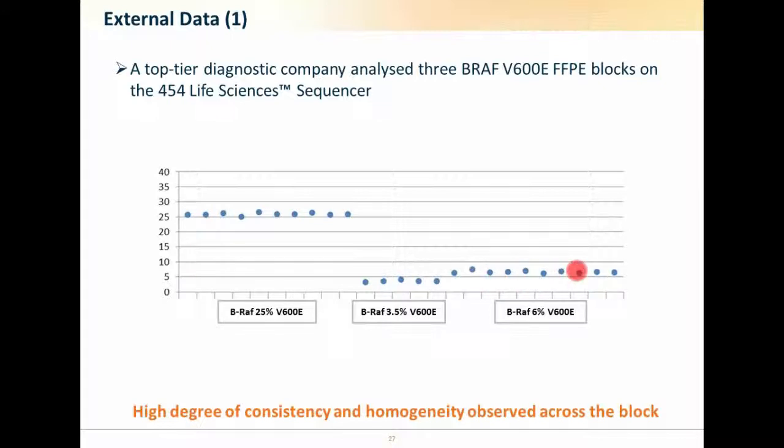And what's really nice is you can distinguish the 6% from the 3.5%. This type of data really confirms the degree of consistency and homogeneity that we claim using our validation methods, and can also be validated using other people's methods.